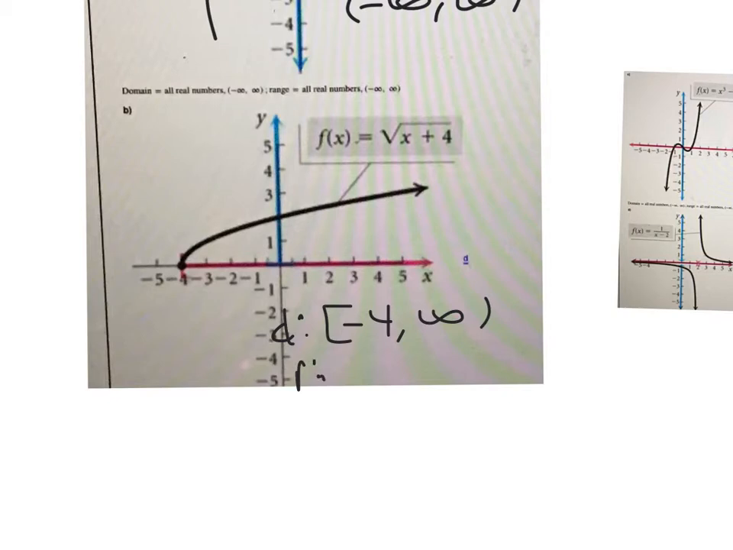Remember, range is your output or your y. It's touching the y coordinate right here. I'm making it really big. The y coordinate is 0, and it's going up, up, up, and it's going to go up forever. So your range is from 0 to infinity.